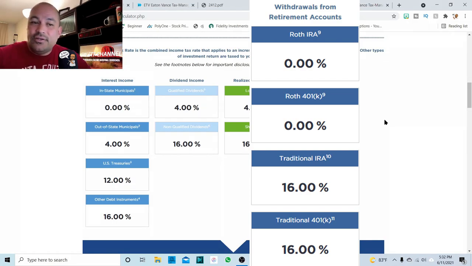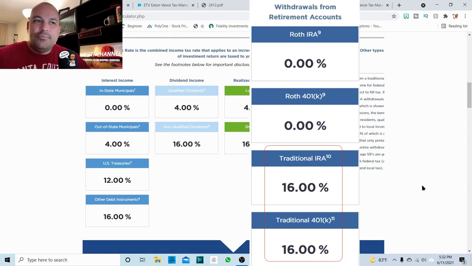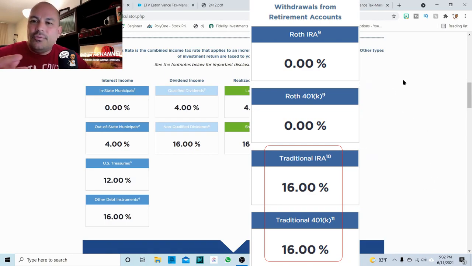The worst thing you can do is put this in a traditional IRA or a traditional 401k. In a traditional IRA or traditional 401k, you put in pre-tax dollars. So you're buying this pre-tax and putting it in the IRA, but this fund is paying out return of capital that's tax-free. But when you pull it out of the IRA or the 401k, you're taxed on it. So you're actually getting boned.